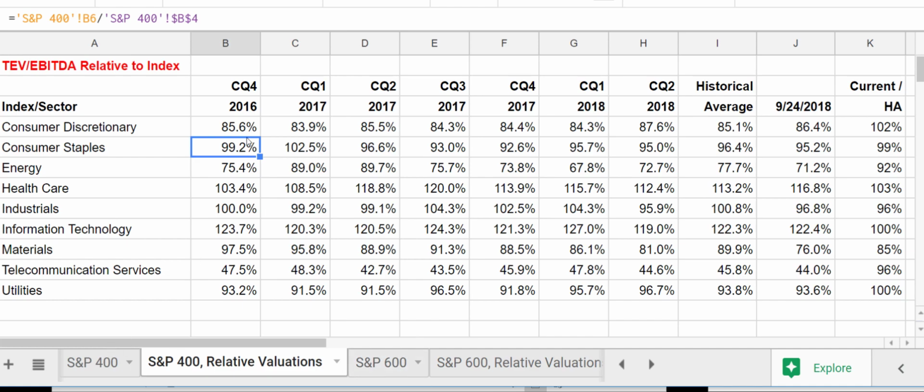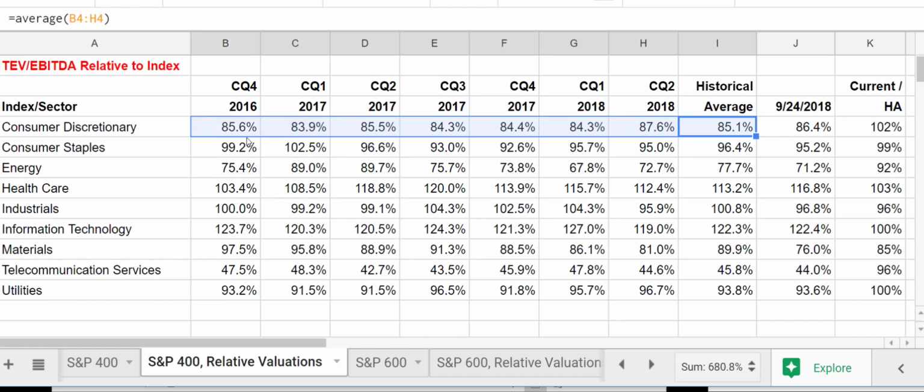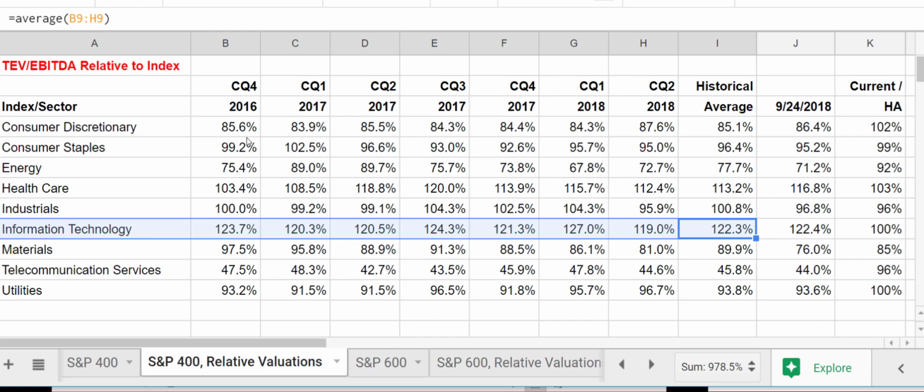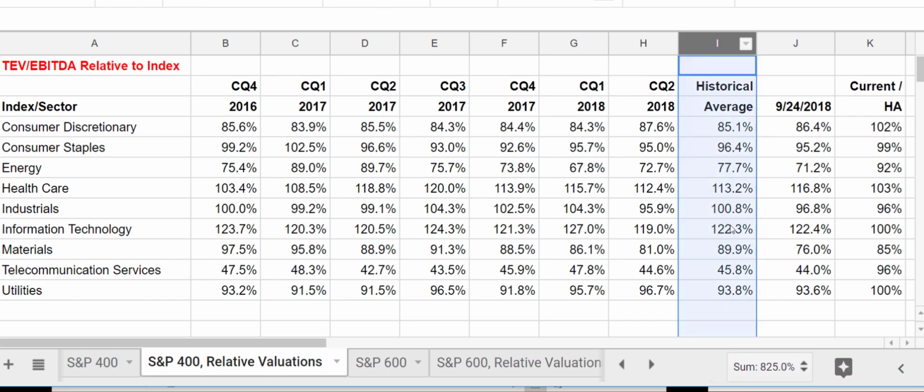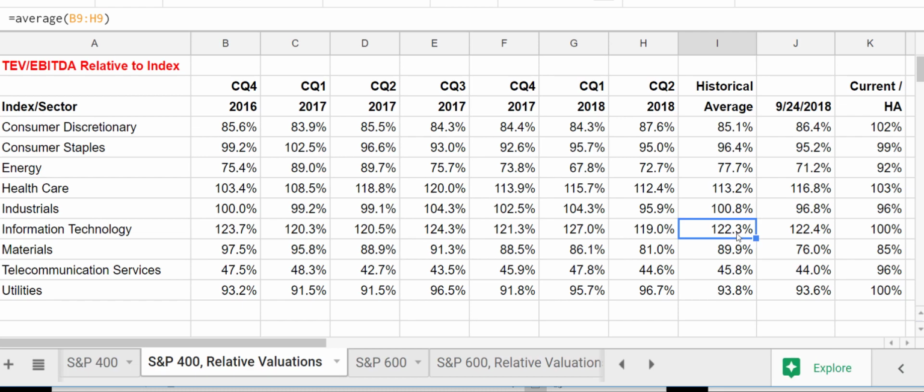So this has got this relative to the index at different points in time, and you can see that a lot of these numbers are pretty consistent. This trades in the 90s most of the time. This one trades in the 80s most of the time. In contrast, information technology trades at about 120% of the index multiple for this time period. And in fact, if you averaged it as it does here in column I, you can see that the average for IT is 122.3%. And we know that that's a sector that's done extremely well in recent times.